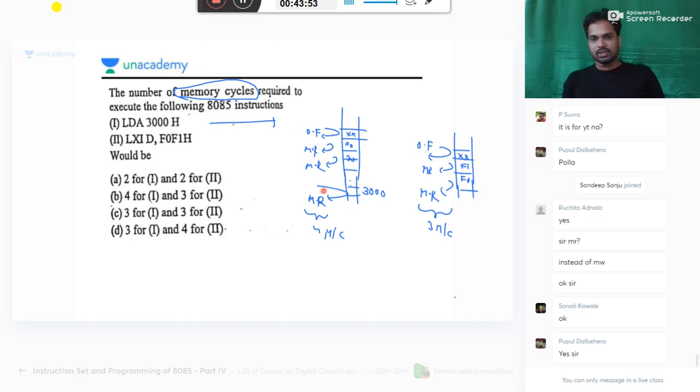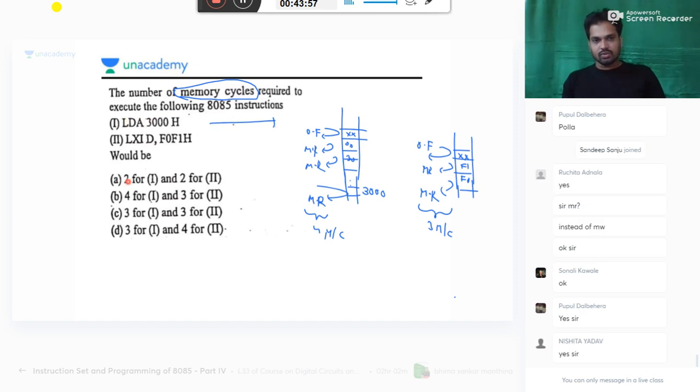So 4 and 3. This requires more machine cycles, and there is only one option for that: LDA is more and LXI is less. In that way, the examiner helped you, even if you don't remember.